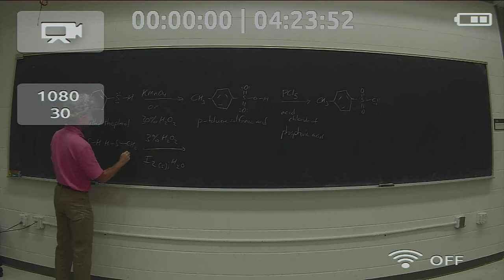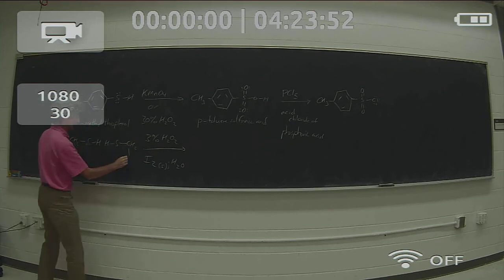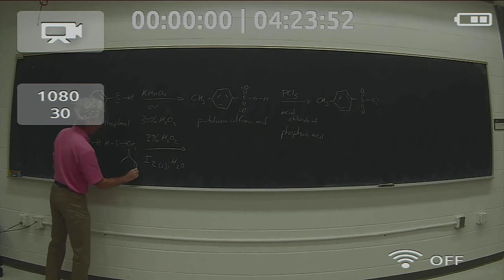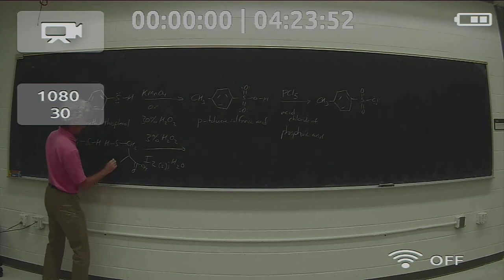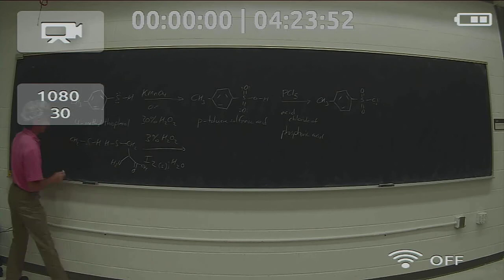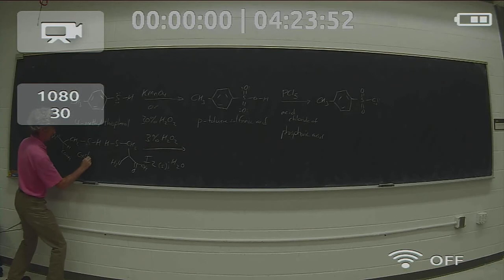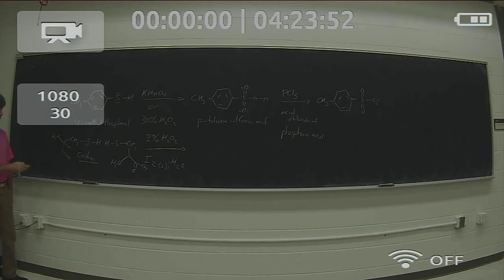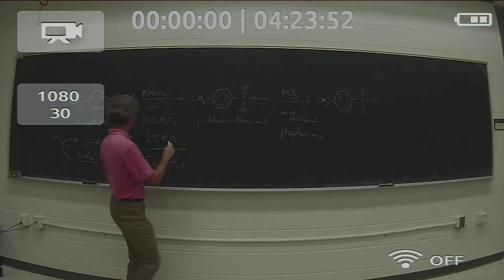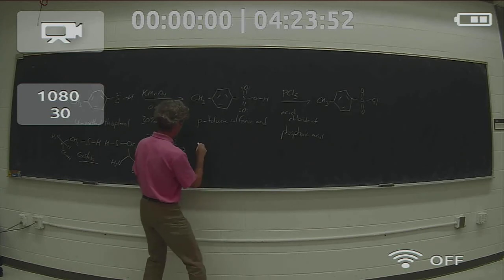And the example I'm going to use here is the amino acid cysteine. Cysteine, which is the alpha amino acid there, can be converted into the disulfide.